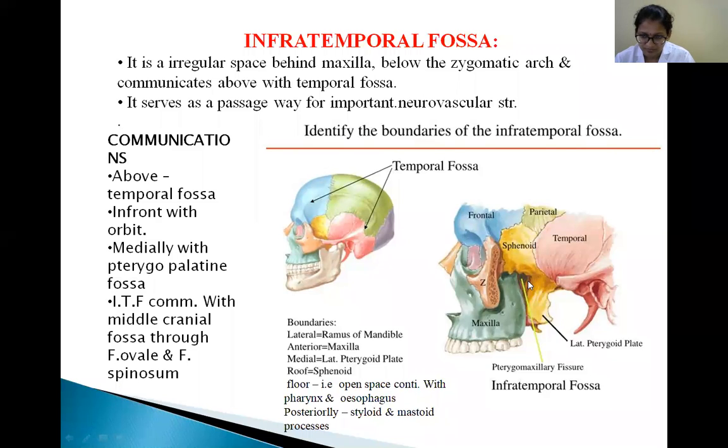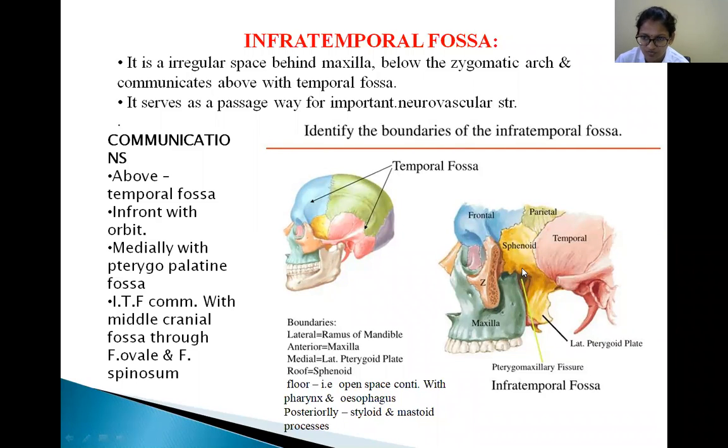Coming to the next, it is important for the passage of neurovascular structures. The main important neurovascular structures here are the maxillary artery and the mandibular nerve and its branches, which are seen in the infratemporal fossa. This is the infratemporal fossa.